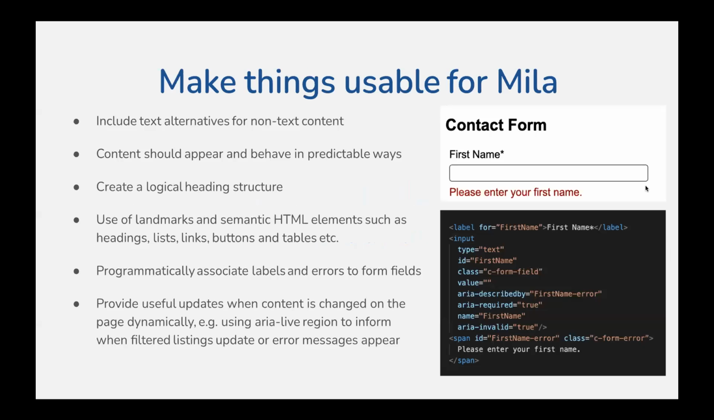All right, so what do we do for Mila? We make sure to include text alternatives for any non-text content. So anytime you have images, graphs, video or audio, you're going to make sure that you include text alternatives. So for videos, you'll have transcripts. For any graphs, you might give an equivalent table or have that information explained in a different way on the page, as long as they have that information somewhere right next to the image as well.